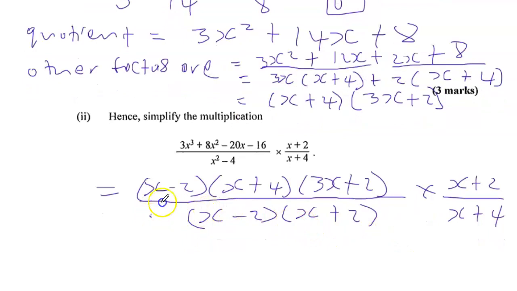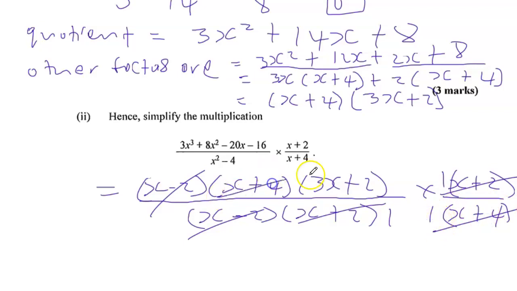So x minus 2 into itself leaves us with 1, and x plus 2 in the denominator divided into x plus 2 up here, we are left with 1. x plus 4 into itself, there is 1. Dividing x plus 4 up here, 1. So all we're left with is 3x plus 2 over 1, which is just 3x plus 2.